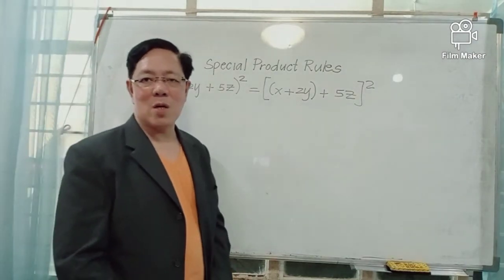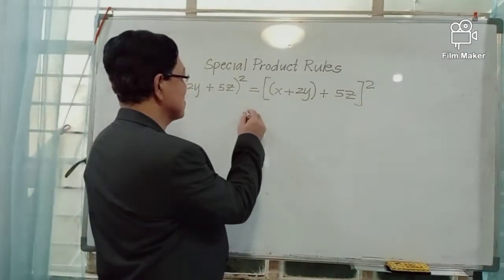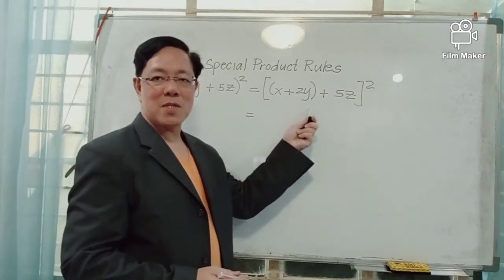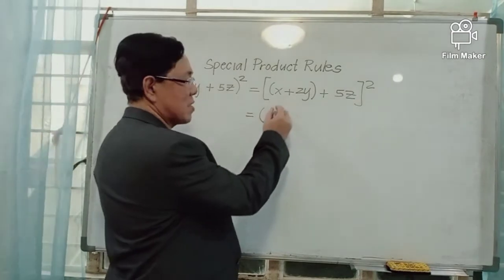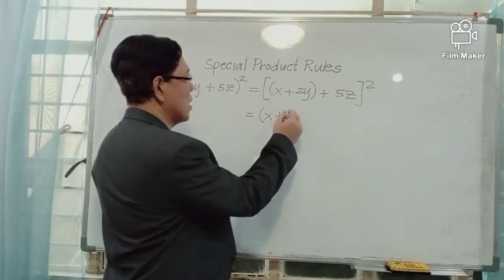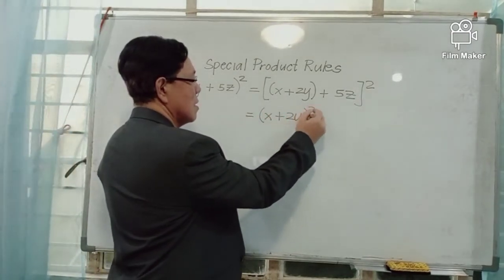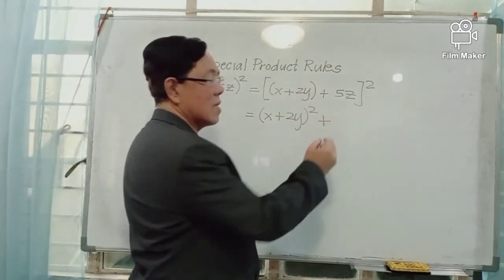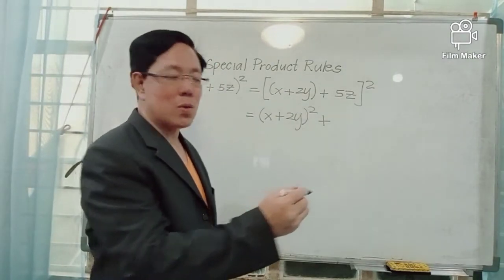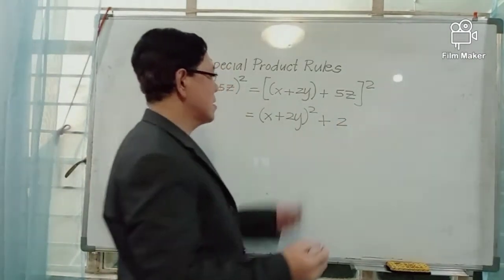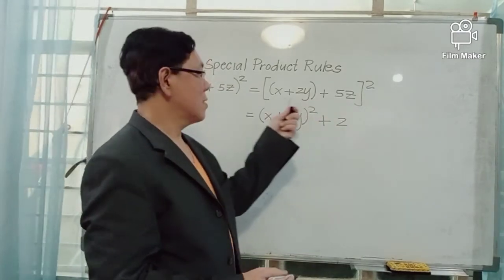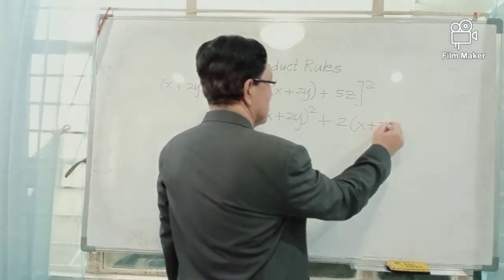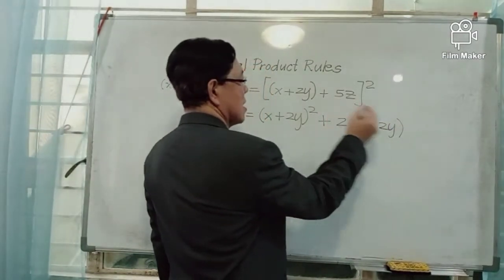And the square of a sum says that the square of a sum is equal to the square of the first term. The first term is a binomial, x plus 2y, squared, plus the second term is twice, or 2 times the product of the two terms. The first term is x plus 2y, multiplied by the second term 5c.